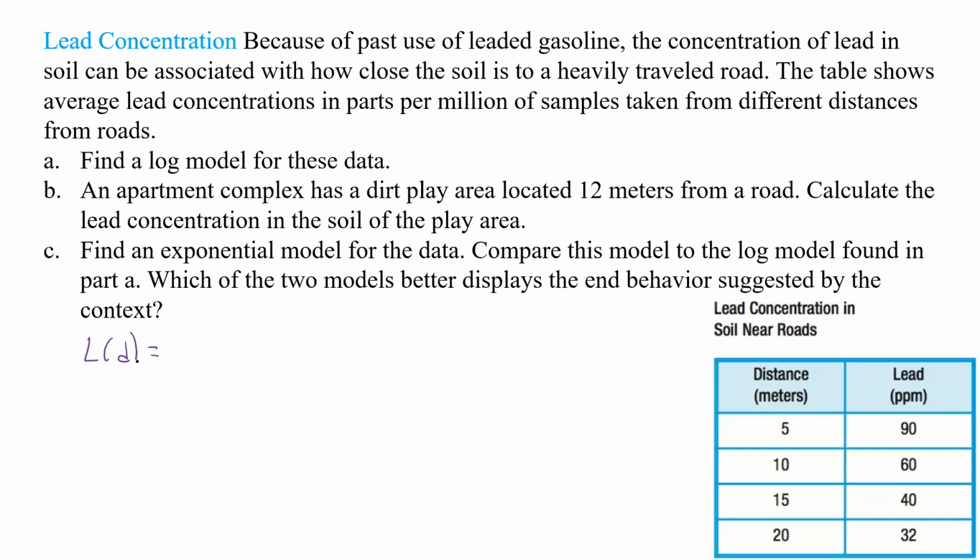And then after that, an apartment complex has a dirt play area located 12 meters from a road. Calculate the lead concentration in the soil play area. Well, that's going to be L of 12. And so hopefully it's going to be between 60 and 40. And then we're going to find an exponential model for the data, and compare this model to the log model.